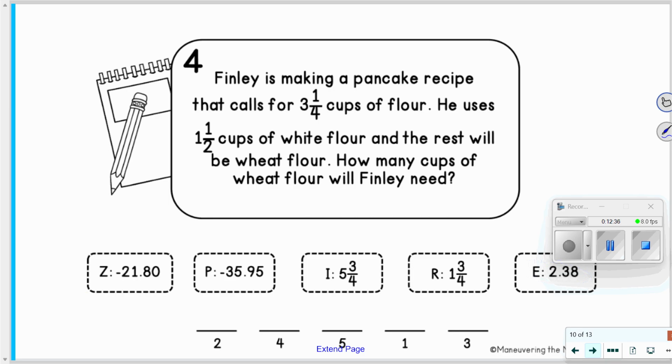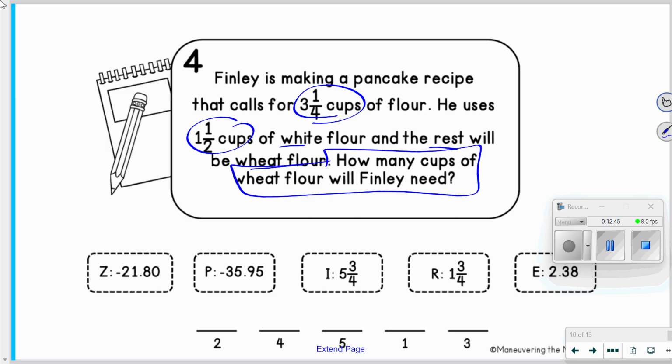The next one calls for 3¼ cups of flour. He uses 1½ of white, and the rest will be wheat. How many cups of wheat did he use? So this is a straight up subtraction. 3 1/4 minus 1 1/2. Key here, I need a common denominator. Makes that 2/4. So, can I do 1 minus 2?